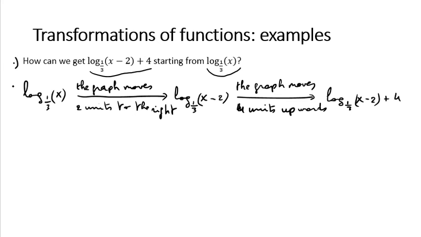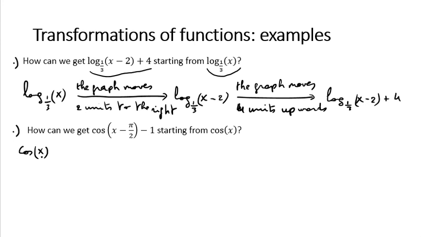Okay, let's take another example. How can we get to cosine of x minus pi over 2 minus 1 starting from the cosine of x? So in this case we start from cosine of x, and we have to work step by step again. So first we go to the cosine of x minus pi over 2. Okay, to get there we replace x by x minus pi over 2, so that means that we move the graph with pi over 2 units to the right, because we have a minus sign here.